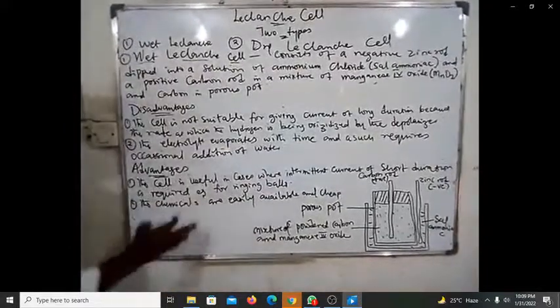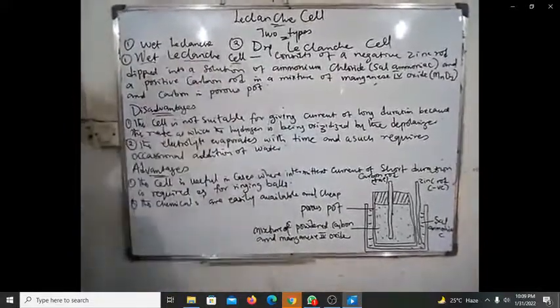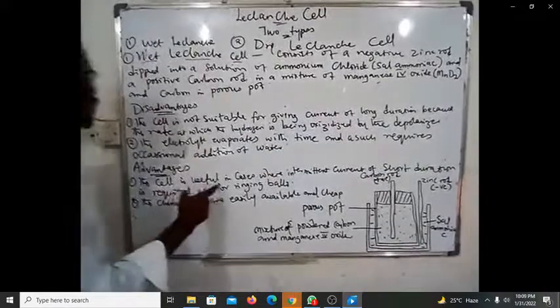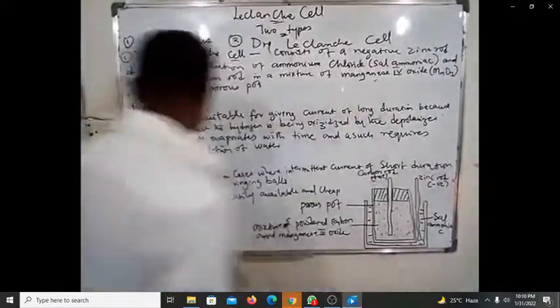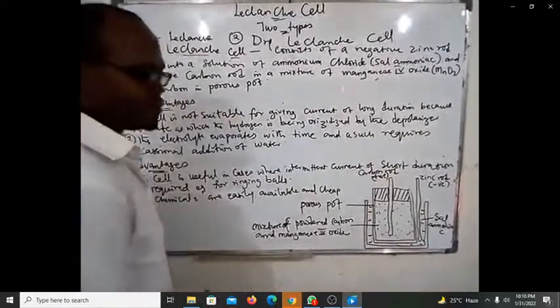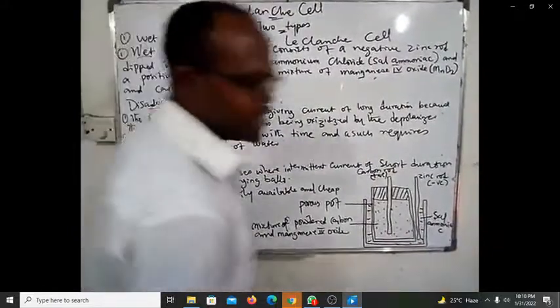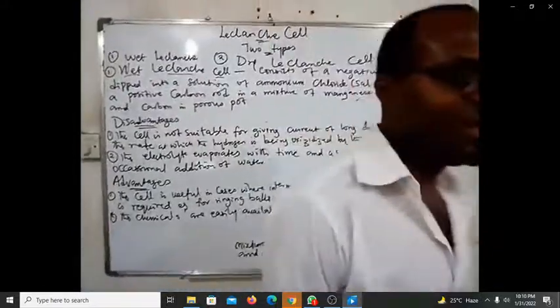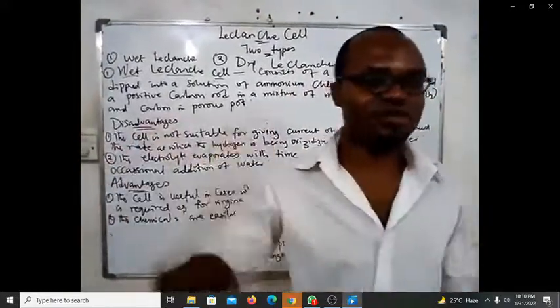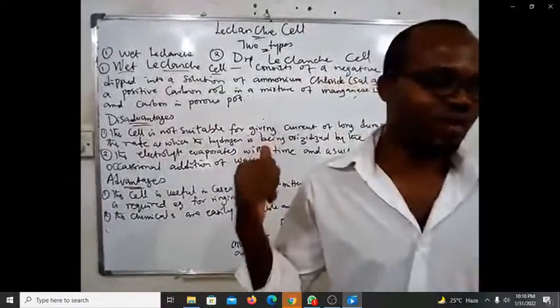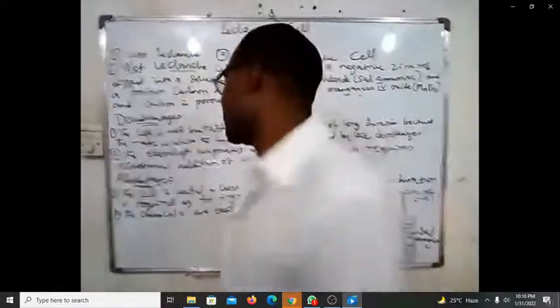What are the advantages of this Leclanche cell? The cell is useful in cases where intermittent current of short duration is required. Example is when you are using a ringing bell. Is that clear? Whenever you need light for a very short period of time, you don't need it for a long time, that's when you use wet Leclanche cell, because it doesn't last long.